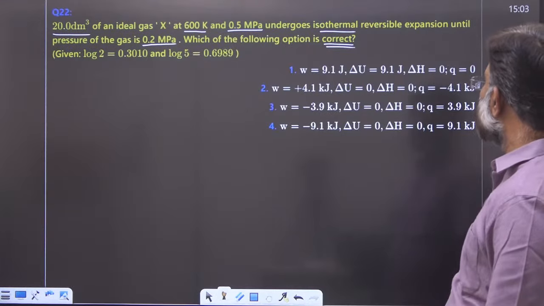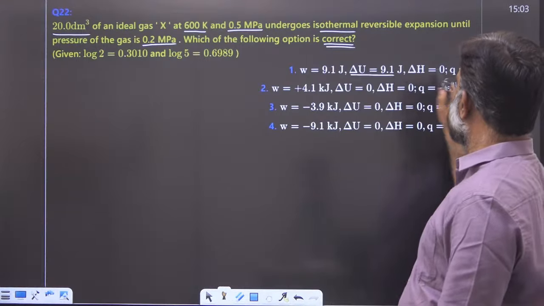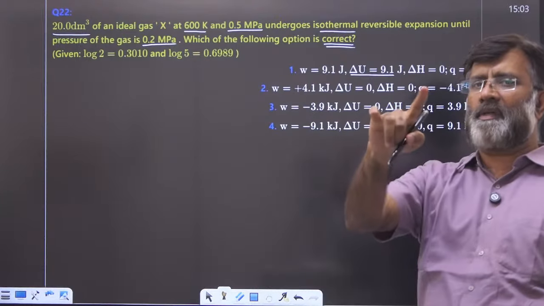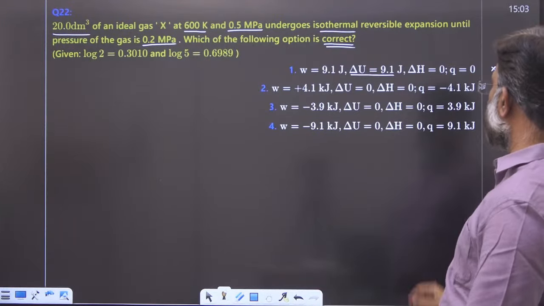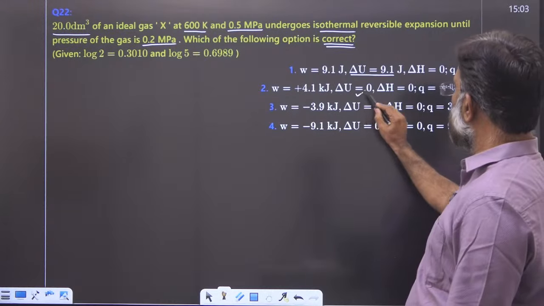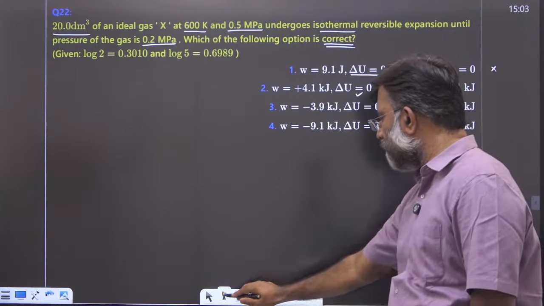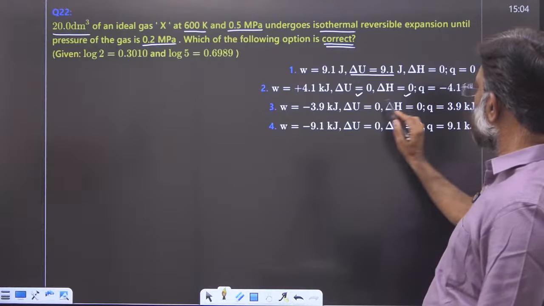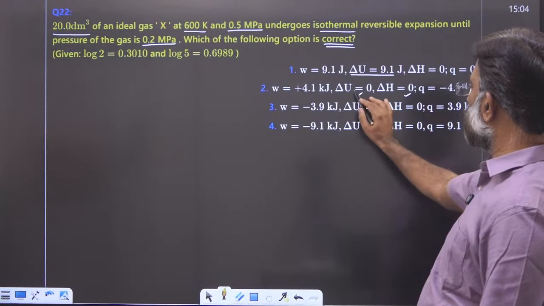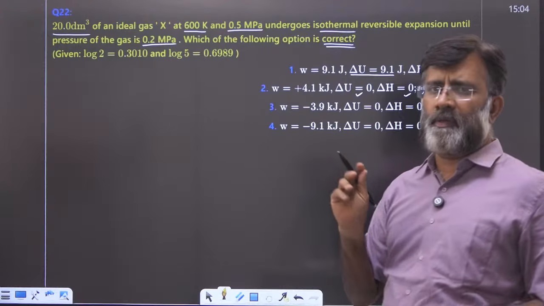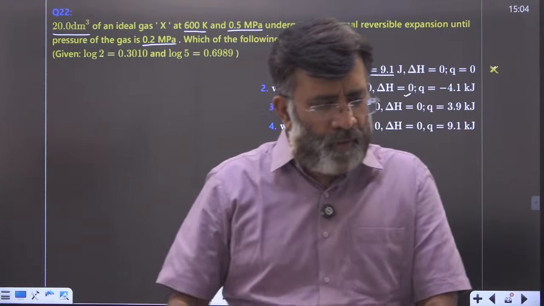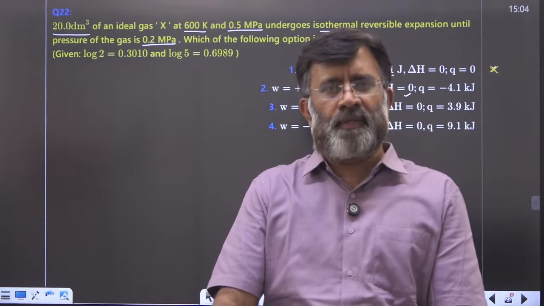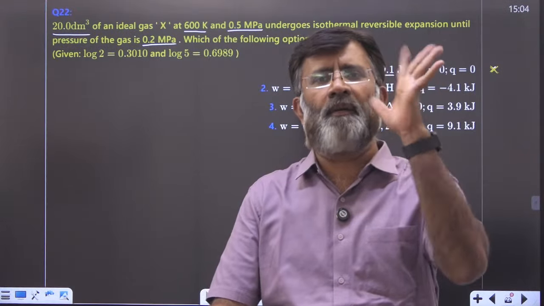This one is wrong, because it is an isothermal process. In an isothermal process delta U will be 0 and delta H will be 0. You see this? Delta U and delta H are 0. One choice is cut. Except for one, in all choices you can see delta U and delta H equal to 0, and that is a non-point. Delta U and delta H will be 0 as it is an isothermal process. Okay.